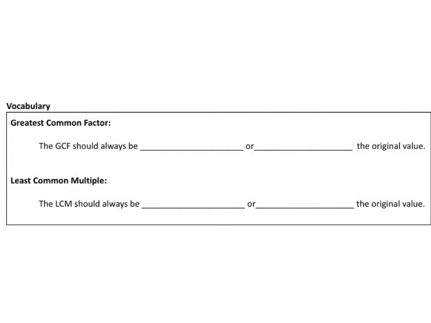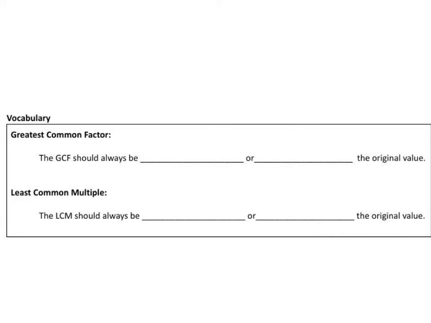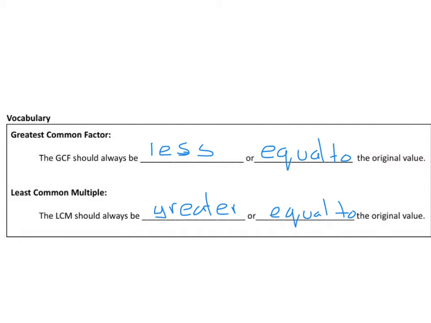Before we get started, when we talk about the greatest common factor, we are looking for numbers that are divisible by the numbers. So when we think about being divisible, the GCF should always be less than or equal to the original value. And when we talk about the least common multiple, since multiples are always multiples of a number, the LCM should always be greater than or equal to the original value.